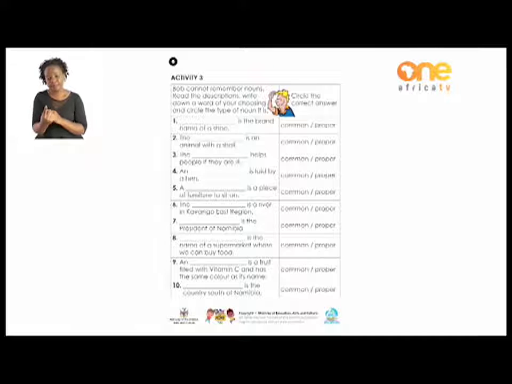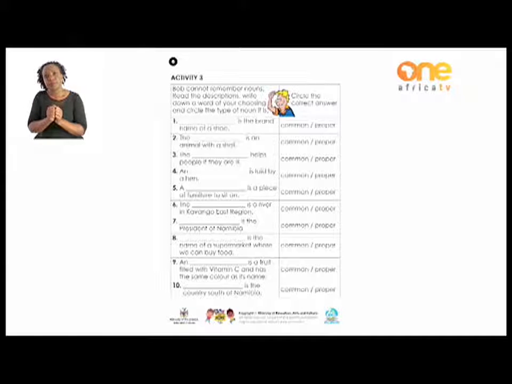On your left, it says, circle the correct answer. Now, how do we answer this? Let's go to number 1. I'll give it as an example. Maybe number 1 and 2 as examples, and then the rest, you do it on your own. Right. The first one, Dash is the brand name of a shoe. Dash is the brand name of a shoe. Right.